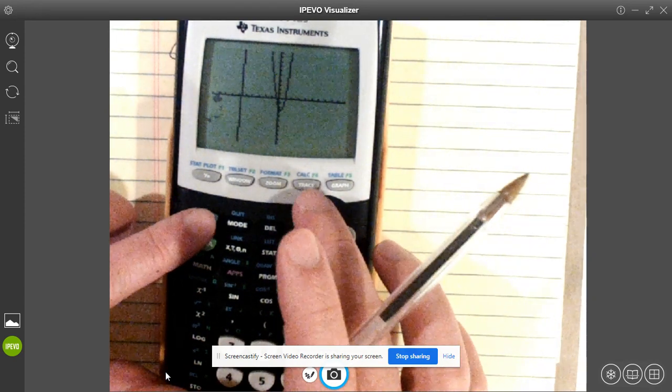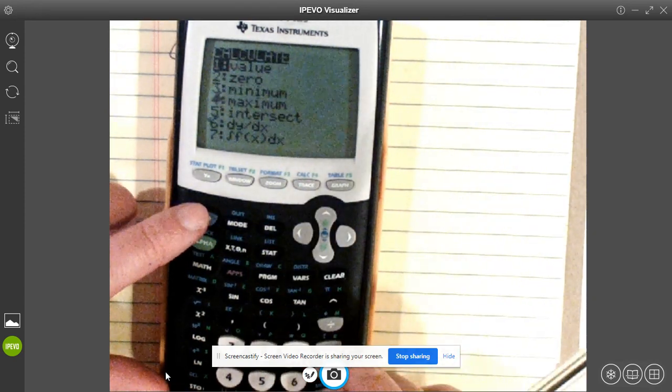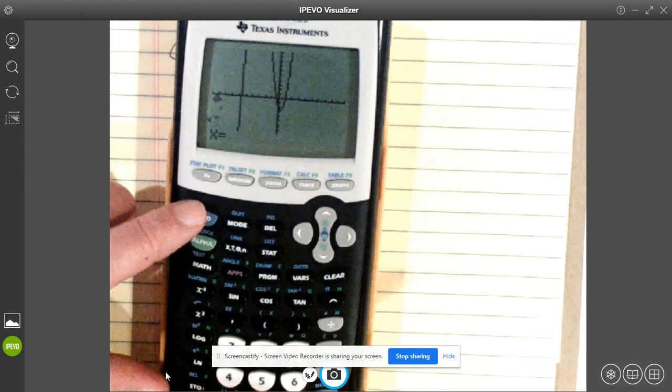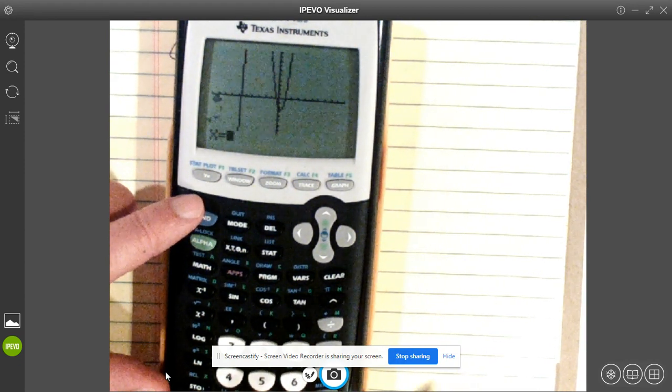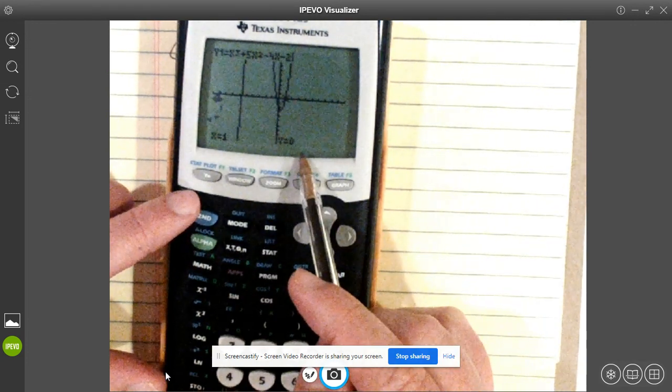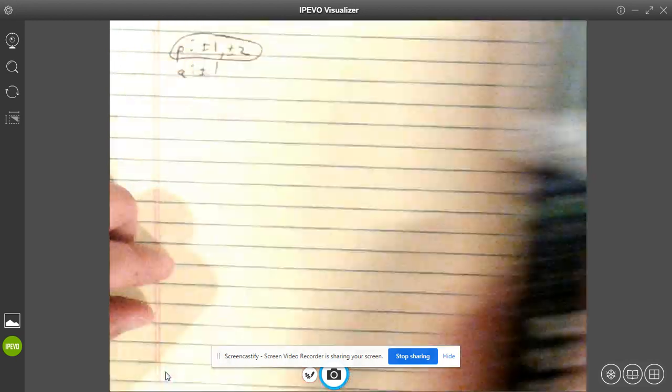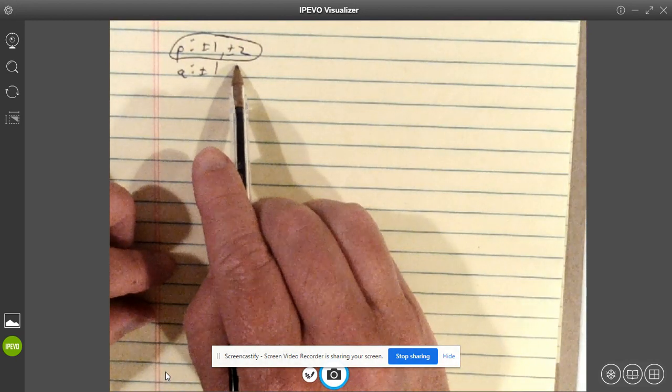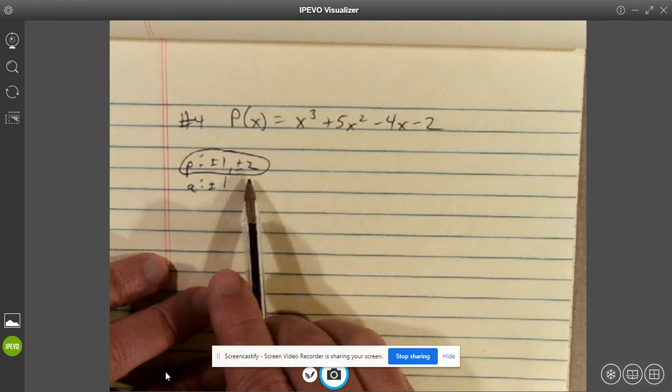So remember, I go to second, calculate, and I want to calculate the value. So I typed in number 1 there to get to value, and I want to know where is this thing when x equals 1, and it is at 0. Okay. So 1 is one of my roots.